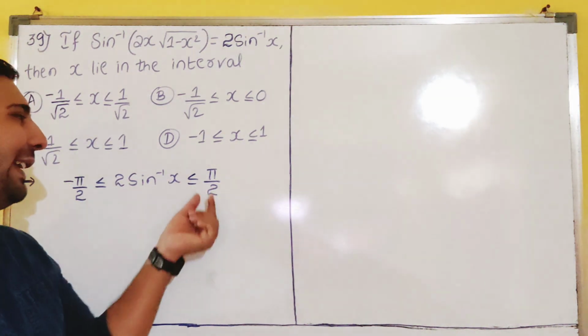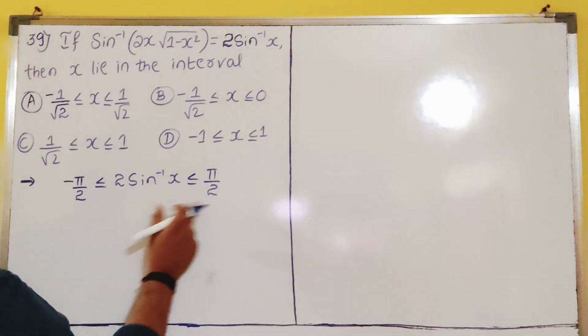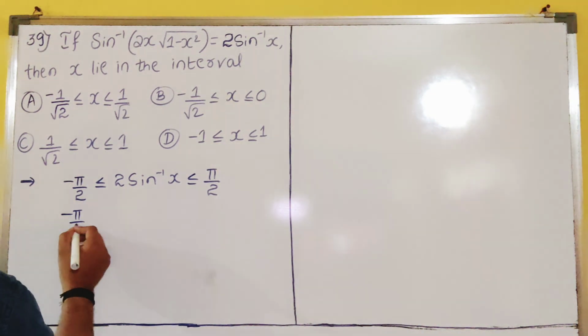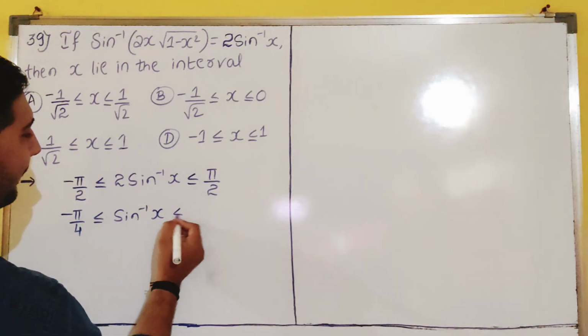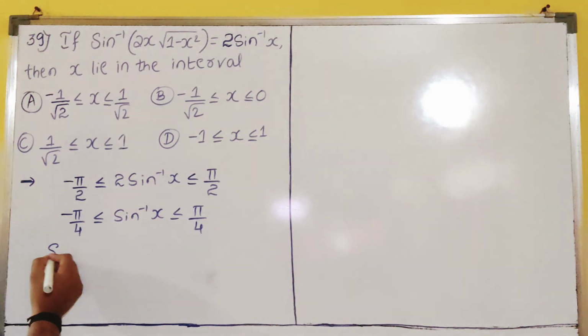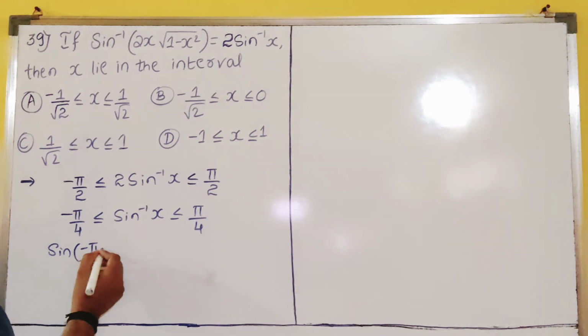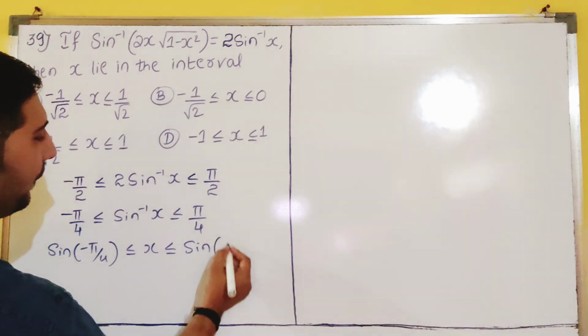2 sine inverse x is less than or equal to pi by 2. So now see here, you divide by 2. Very easy question. Beautiful it is. See the beauty of maths, dear students. So that is pi by 4. Sine inverse, if you take this side, sine of minus pi by 4, and x is as it is, here sine pi by 4.